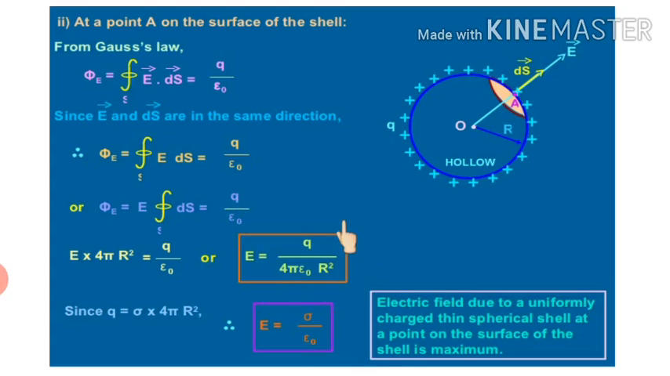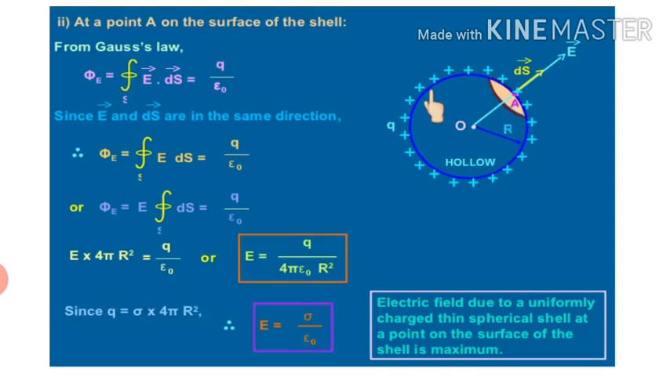And again, if we write Q in terms of surface charge density, finally we will have this expression: E equals sigma upon epsilon naught. So this is the electric field due to a uniformly charged thin spherical shell at a point on the surface of the shell, and it is maximum. Okay, now if I ask you what will be the electric field inside this spherical shell?